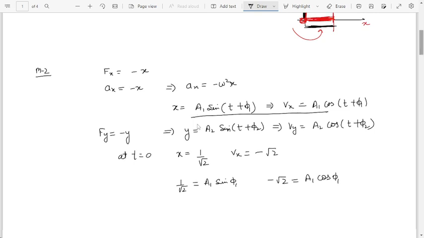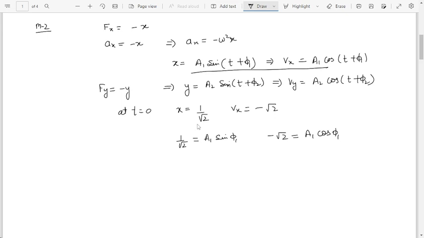So from here, if you square and add these two, a1 square will be equal to 2 plus 1 by 2, that is 5 by 2, which implies a1 is nothing but root of 5 by 2. Putting back the value of a1 in this, you will get sine phi 1 as 1 upon root 5 and cos phi 1 as minus 2 by root 5, right?